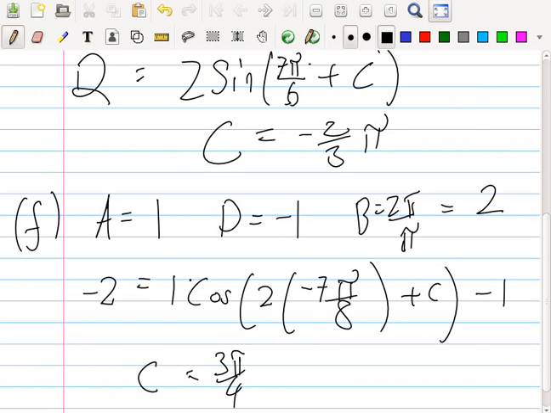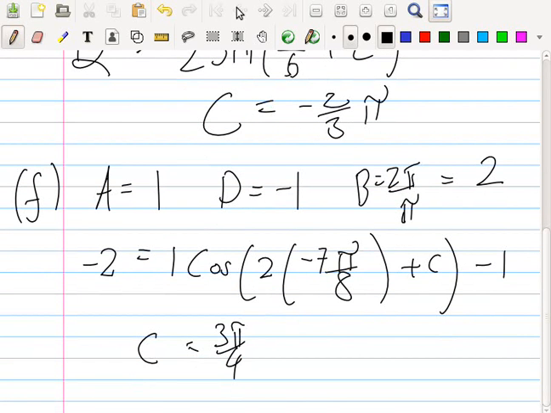I'm not sure what the problem is here. The formula for B is 2 pi over length, yes? And length can be found by doing what? N minus start, or peak minus peak, or trough minus trough. Or you could do peak to trough and double your answer. Right? Moving on.